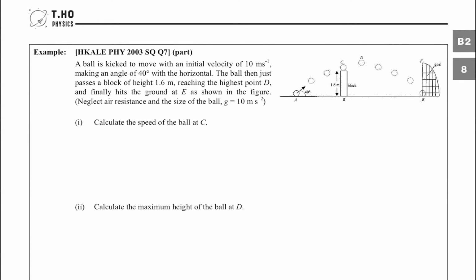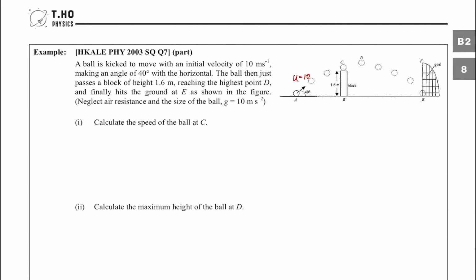Here we come to A-level physics 203 structure question 7. So we have a soccer game where a ball is kicked to move with an initial velocity of 10 meters per second. The ball is going to go over a wall and then follow a projectile motion and into the goal.